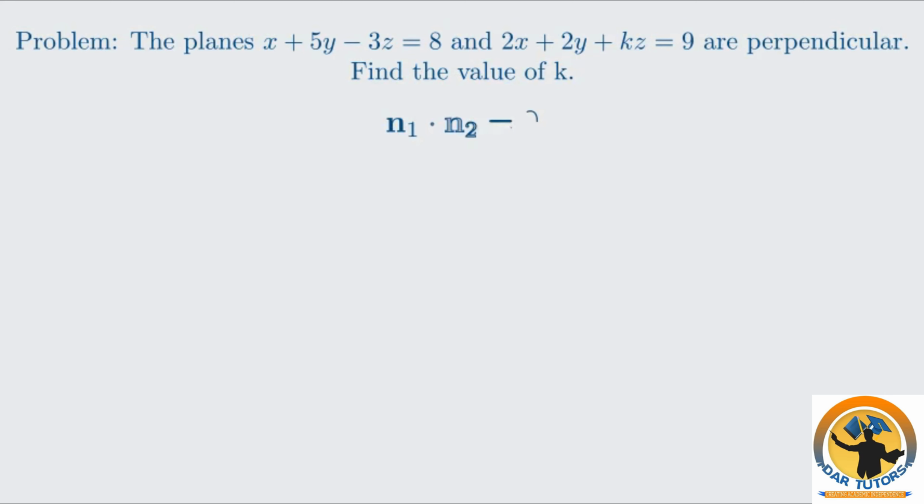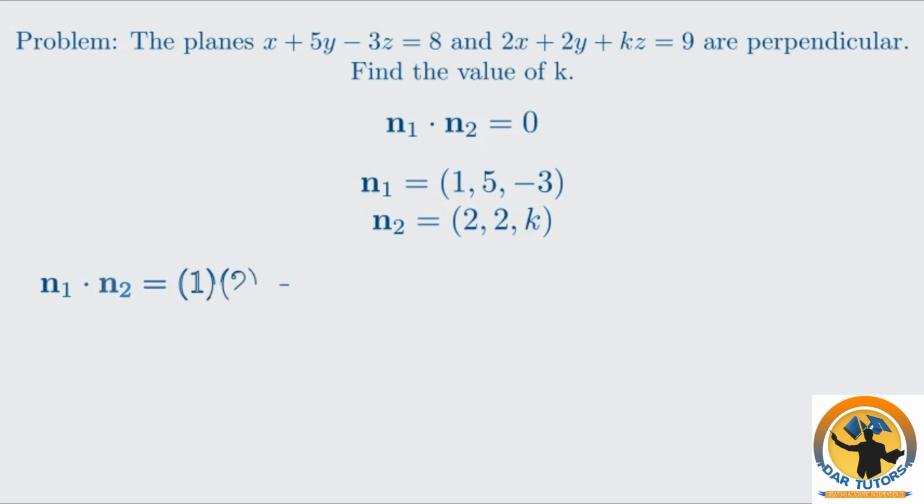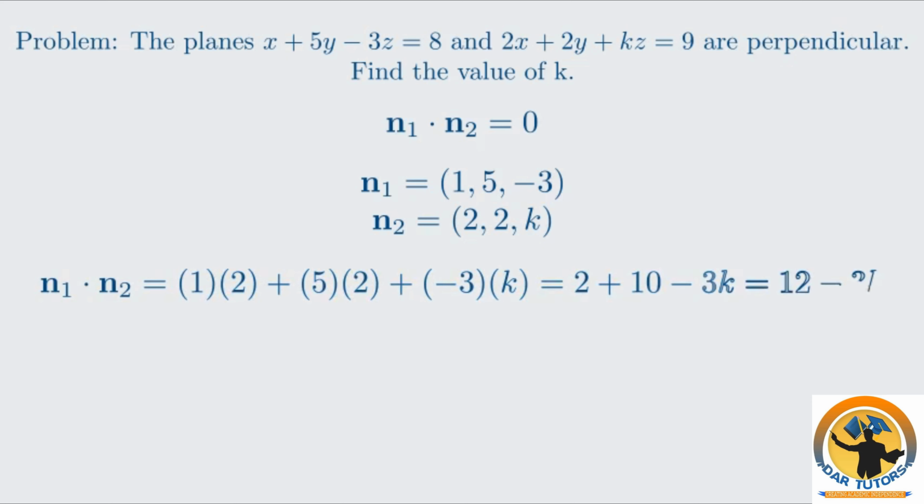First, let's find the normal vectors for each plane. For the first plane, the normal vector n1 is (1, 5, -3). For the second plane, the normal vector n2 is (2, 2, k). Now, we set their dot product equal to 0 and solve for k. The dot product n1 dot n2 is 1 times 2 plus 5 times 2 plus negative 3 times k. This equals 2 plus 10 minus 3k, which simplifies to 12 minus 3k.